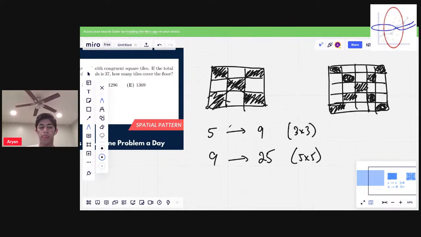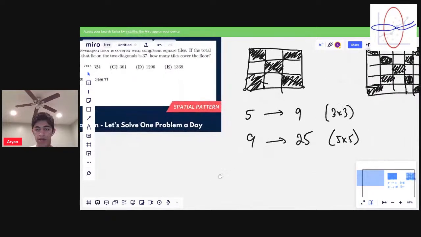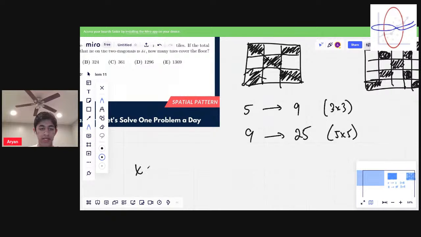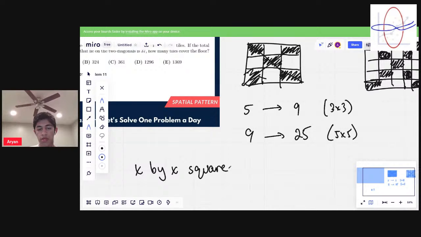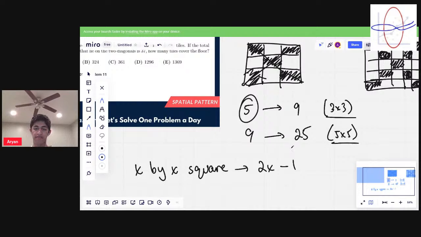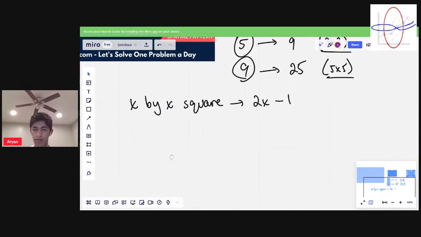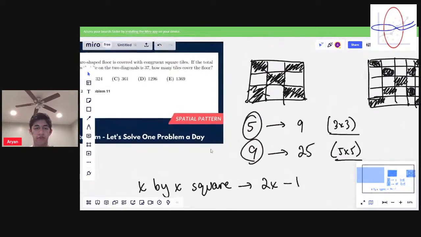A 5x5. And so we see this pattern where if you have an x by x square, then how many tiles are covered by the diagonals? Well, that would just be 2x minus 1. For example, 3x3: 3 times 2 minus 1 gives us 5. And 5x5: 2 times 5 minus 1 gives you 9. So for an x by x square, 2x minus 1 squares are covered by the diagonals.